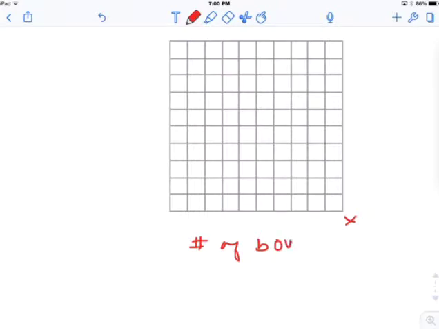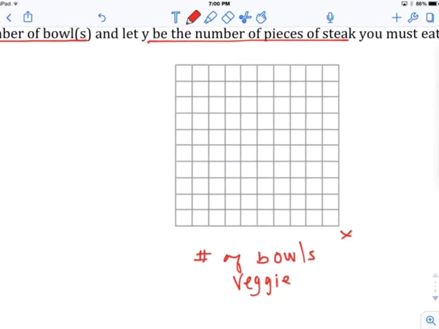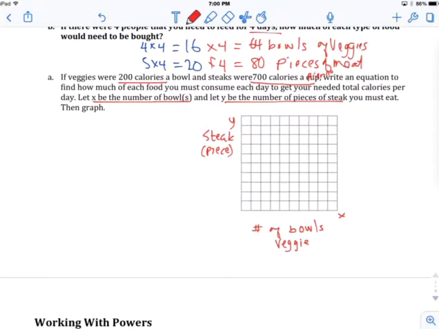Sorry, all reminders. This is veggies. And then here's the steak by piece. Okay. Then graph. Okay. Write the equation, then graph.